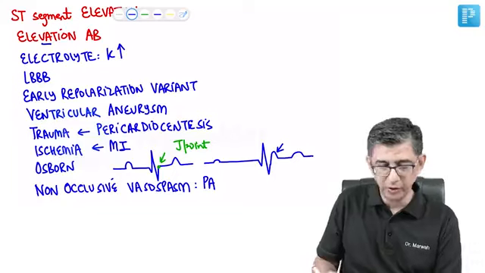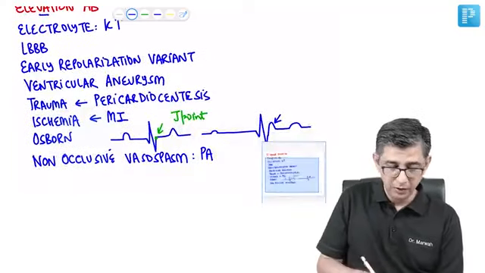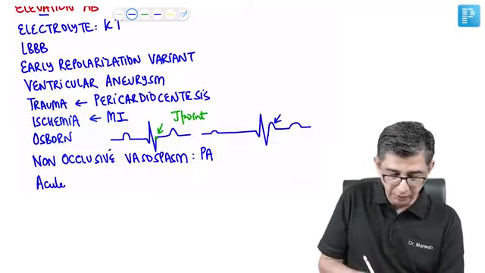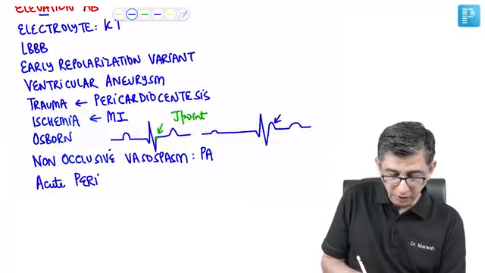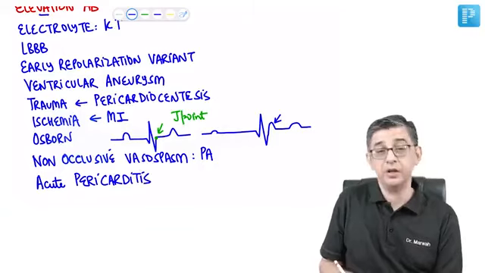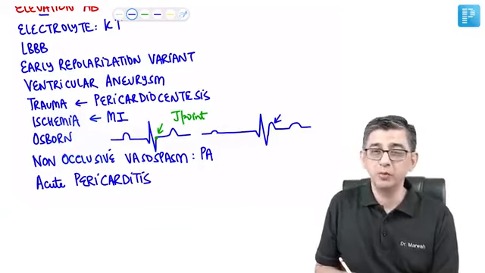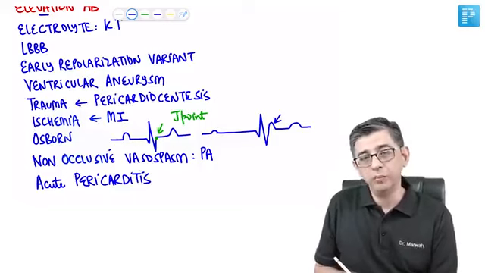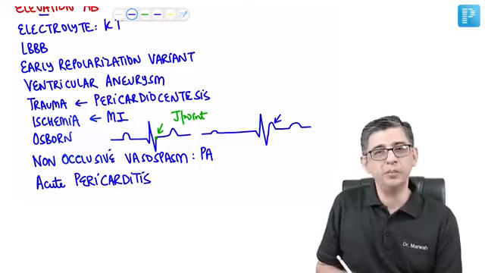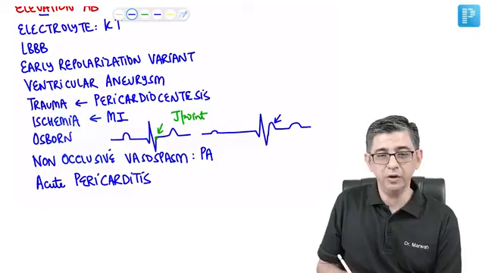I'm using a short form for it, that is PA. Then alphabet A would stand for acute pericarditis. Right at the starting of this video of cardiovascular system, I told you that ST elevation, if it is concave upwards, present in majority of leads, that would be pericarditis, along with the clinical history, pericardial friction rub, that will make it easier for you.